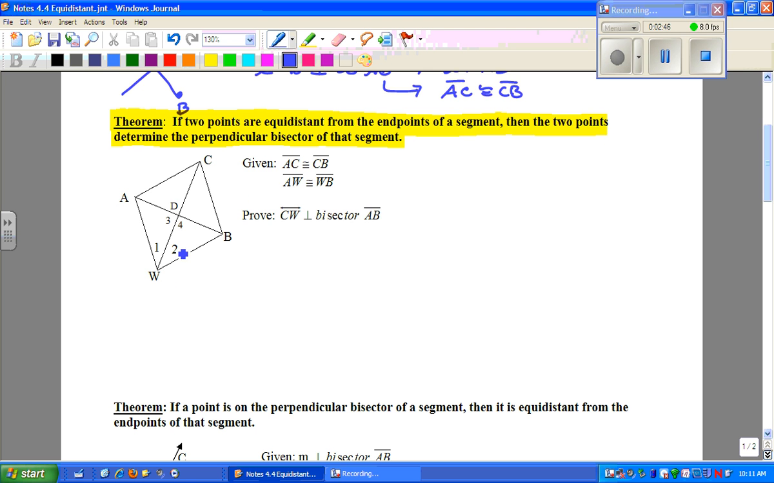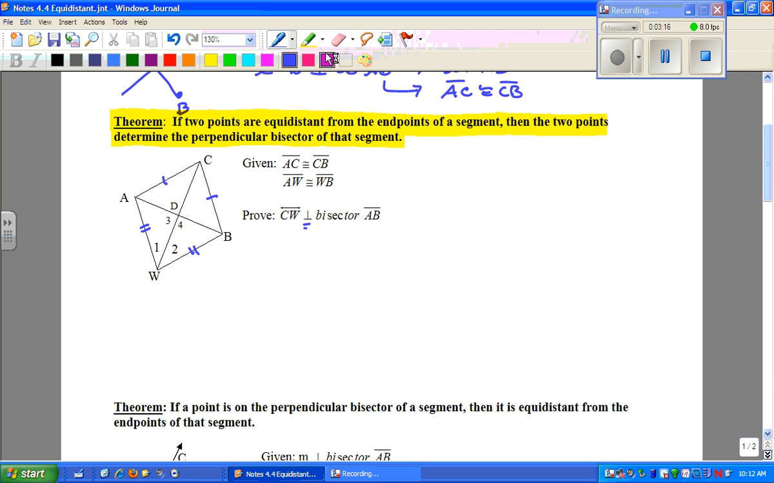So here's the picture here. You might need to add a couple things to yours to match it, so please do so right now. Otherwise, let's mark our picture up. We have AC congruent to CB. We have AW congruent to WB. And we're trying to prove that this is a perpendicular bisector. So 4.3 is going to come into play with if we could make angles congruent, then we could get something to be a perpendicular. The bisector part, we just need two segments being congruent.